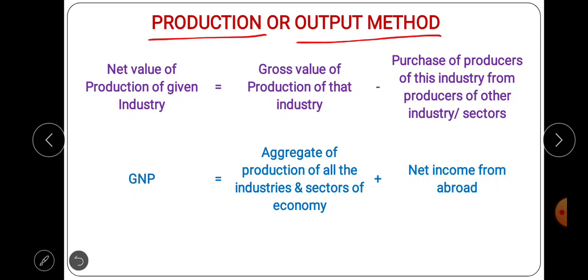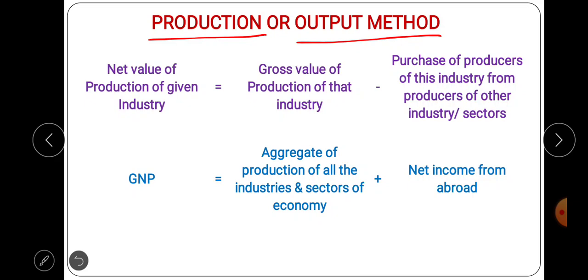And then the gross product is found out by adding up the net values of all production that has taken place in these sectors during the particular year. Okay. And in order to arrive at the net value of the production of a given industry, the purchases of the producers of these industries from the producers of other industries or sectors are deducted from the gross value of the production of that industry.